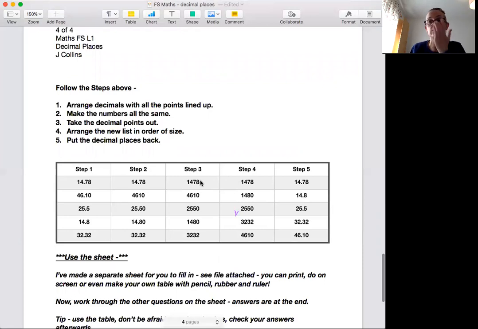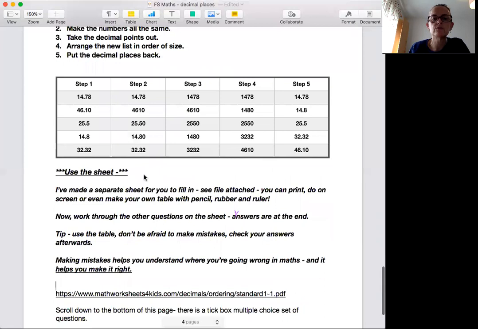And if I've made a mistake, you can let me know, which is really great because that means you're doing it right. So use a sheet. I've done a separate sheet for you that has step 1, step 2, step 3, step 4, step 5 in it. So you can fill it out as a table. You can print it, do it on screen, or even make your own table with pencil, rubber and ruler. Now, work through the other questions on the sheet. Answers are at the end. That's what I was saying about the decimal sheet.